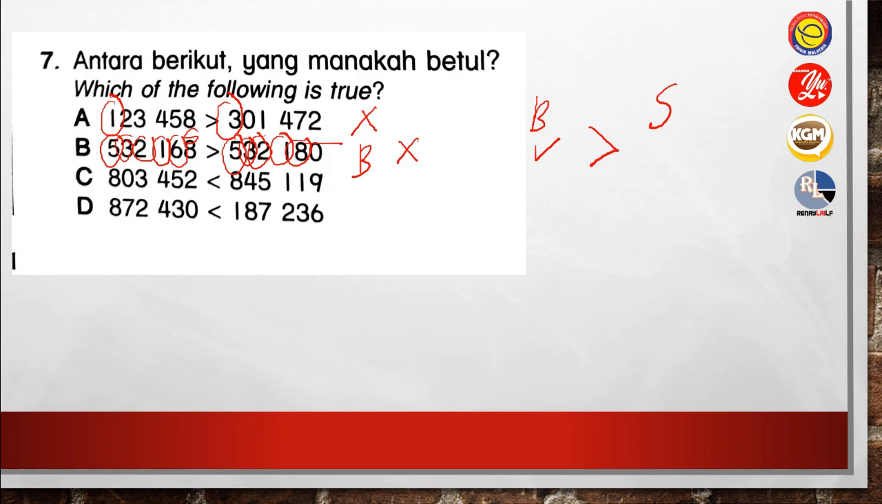Let's look at C. Compare the first digit, 8, then the second digit. This is 0 and this is 4, so this is definitely the smaller number. According to the question, 803,452 is smaller. So this is correct. But anyway, let's look at D. Compare 8 and 1. This number is bigger and this number is smaller. According to the question, 872,430 is smaller, so this is also wrong. So definitely the answer for number 7 is C.